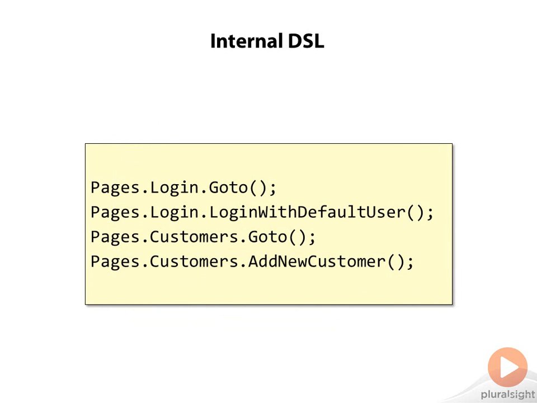This is going to look very similar to the code that we wrote here. You can see that this is a good example of having a language within a language. This is some C sharp code, but you might not be able to tell that it's C sharp code because we've kept it very simple, and it's the way that we're using this that makes it its own language or have its own syntax. So you could just read this pretty much like English. We can say pages.login go to. Okay, so we're going to go to the login page. We're going to log in with the default user, and then we're going to go to the customers page, and we'll add a new customer.